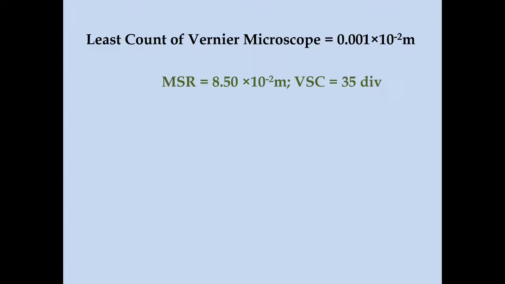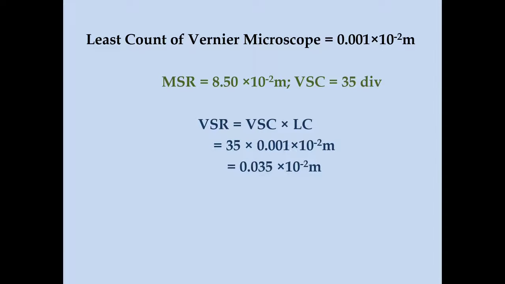in the Vernier microscope we have two types of reading. One is the main scale reading, another one is the Vernier scale coincidence. If your main scale reads 8.50 into 10 power minus 2 meter and your Vernier scale coincidence is 35 divisions, then the Vernier scale reading is calculated as Vernier scale coincidence multiplied by the least count. So it is 35 into 0.001 into 10 power minus 2 meter, so your Vernier scale reading will be 0.035 into 10 power minus 2 meter.